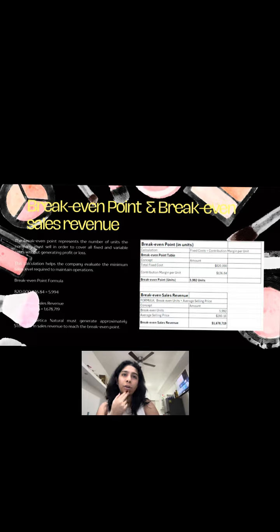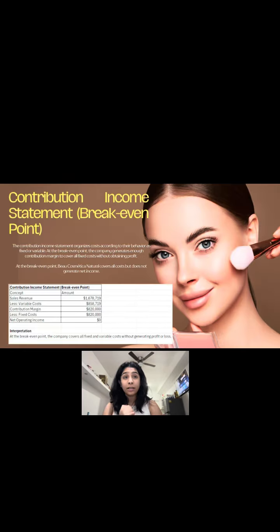According to our analysis, the company needs to sell approximately 5,992 units to reach the break-even point. In terms of sales revenue, the company needs around 1,678,719 pesos to cover all operational costs. After that, we calculated the margin of safety. This indicator measures how much sales can decrease before the company starts experiencing losses. Cosmética Natural has a margin of safety of more than 6.2 million pesos, which indicates low financial risk and strong financial stability for the business.